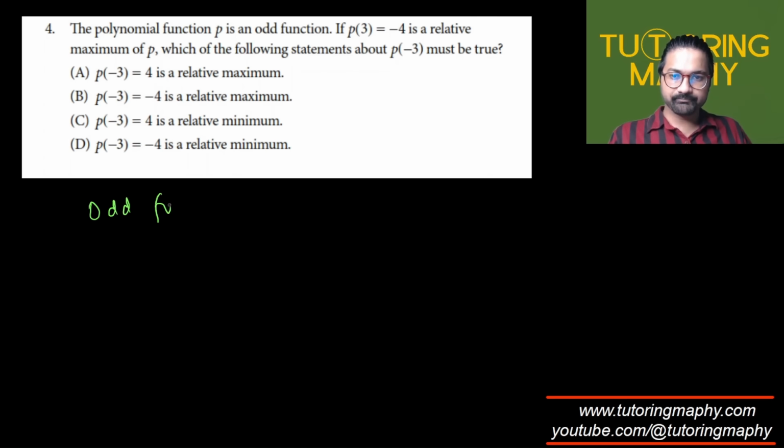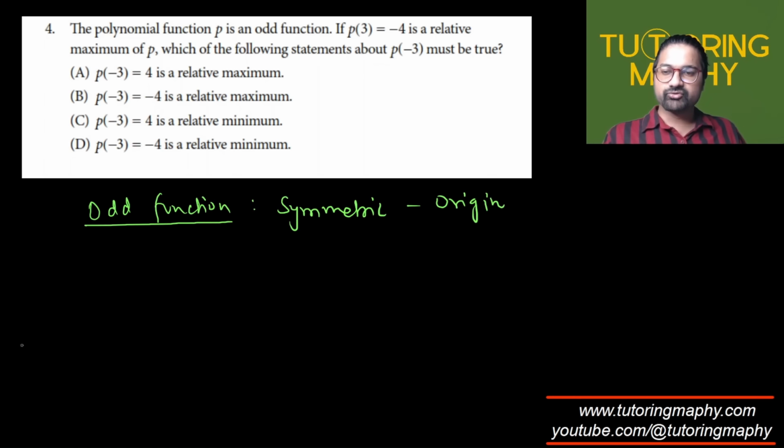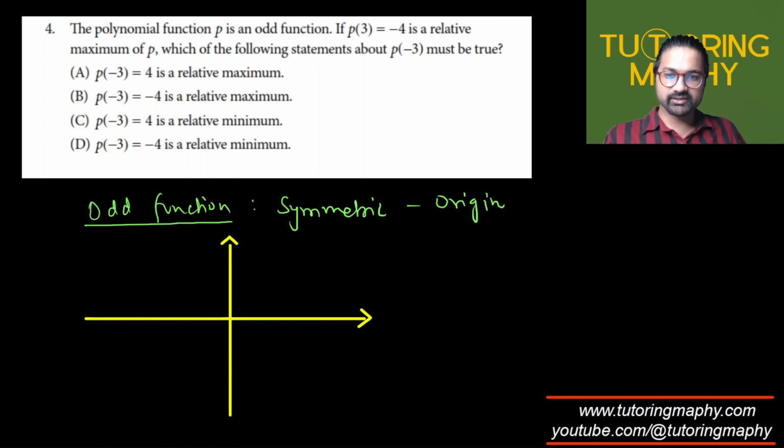An odd function is symmetric about the origin. How does that help us? Try to visualize this graph. This is, let's say, our coordinate axis. And it's already given to us that p of 3 is -4. So p of 3 is -4 means this is 3 and this is -4. So p of 3 is -4 is somewhere over here, and this is a relative maximum of p.